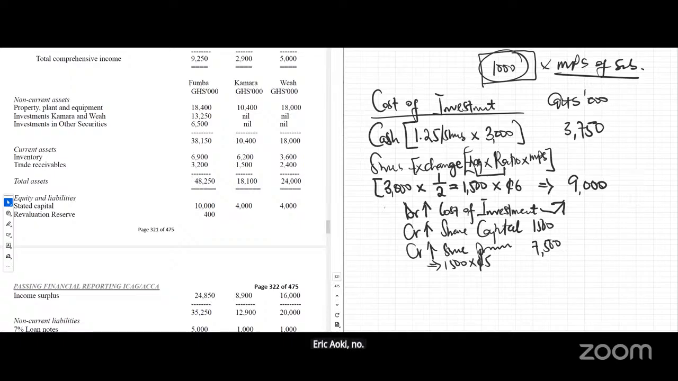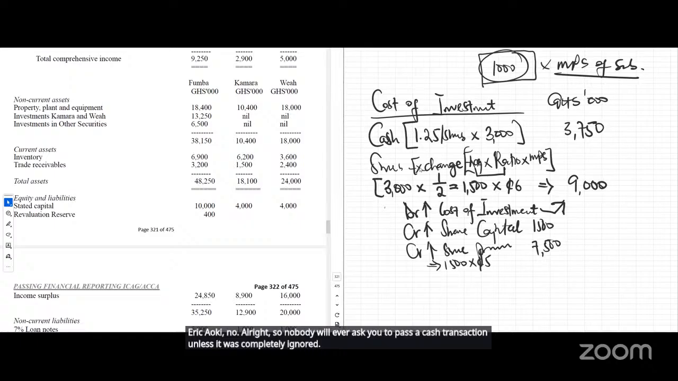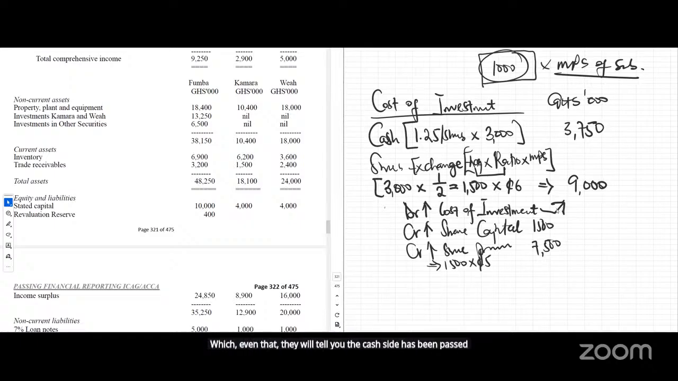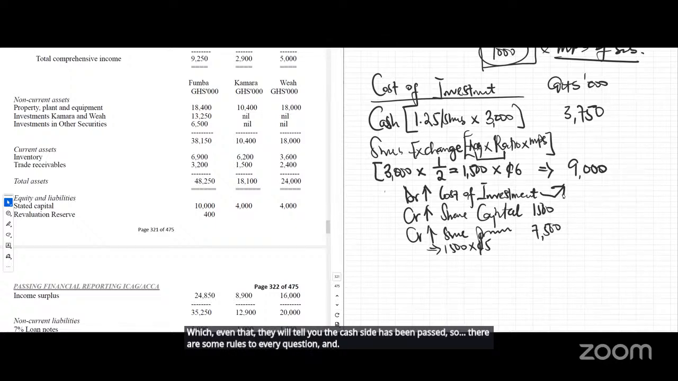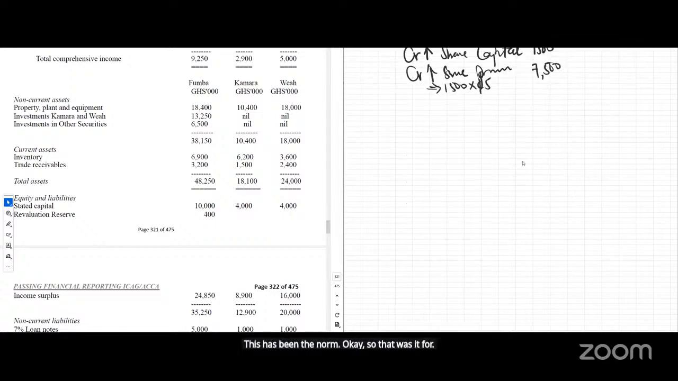Yes. All right. So nobody will ever ask you to pass a cash transaction unless it was completely ignored, which even that they will tell you the cash side has been passed. So there are some rules to every question, and this has been the norm. Okay, so that was it for share exchange.